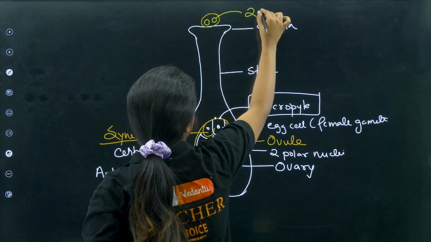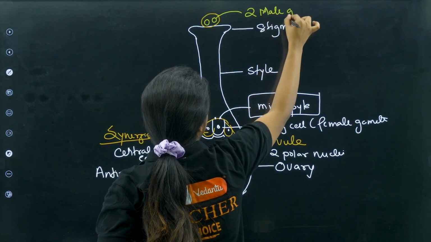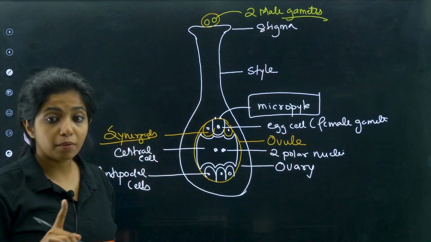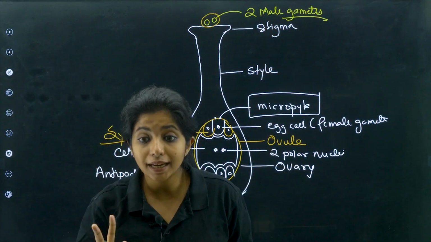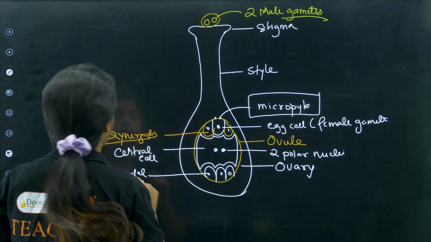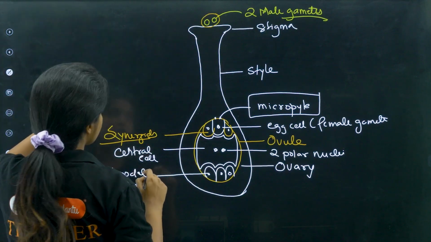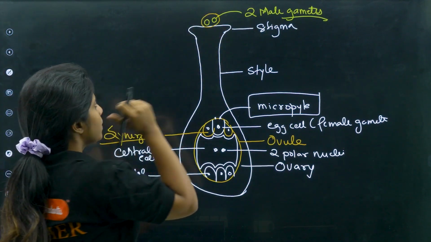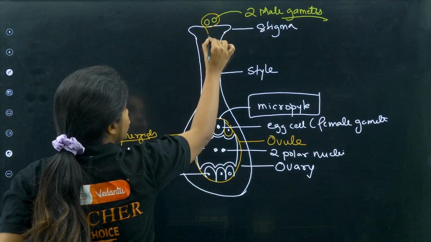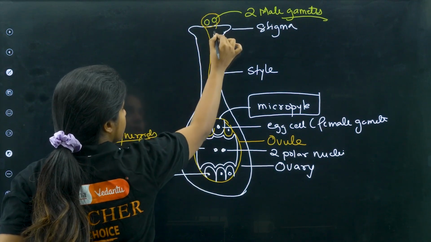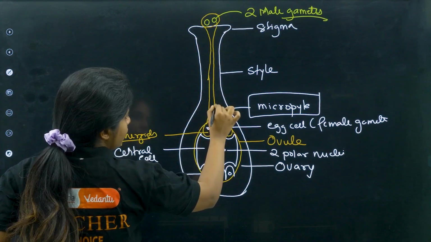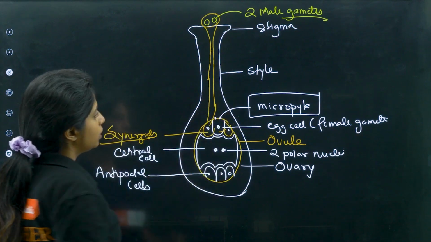Children, how many gametes? 2 male gametes. One pollen grain, always remember, has 2 male gametes. Now if everything goes well over here, a chemical is released and it can make a pollen tube like this, which goes via the synergids into the egg cell.